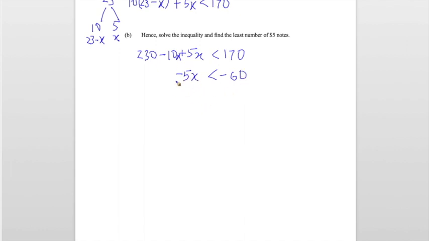Now we have to divide away negative 5. In inequalities, if we divide or multiply by a negative number, we need to reverse the sign. So we need to reverse the sign when we divide by negative 5. That will be 12. And we want the least number of $5 notes. Now, it has to be more than 12. So the least number we can go is 13. So x is 13.